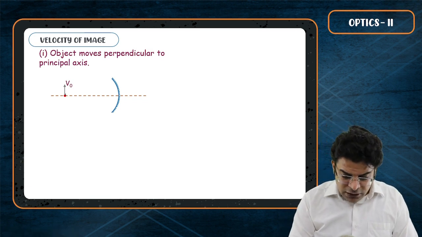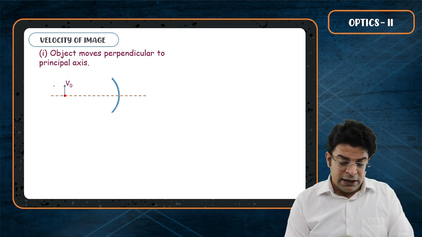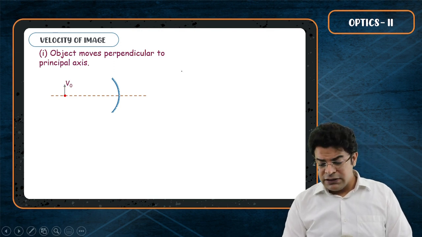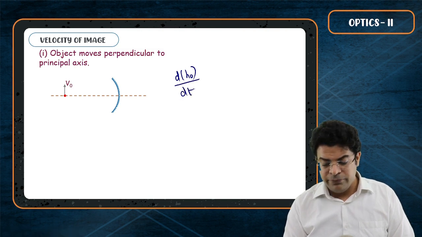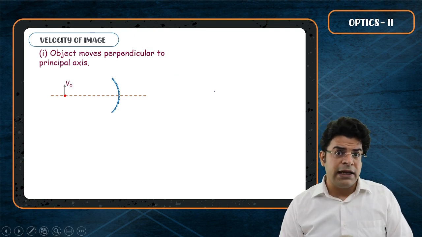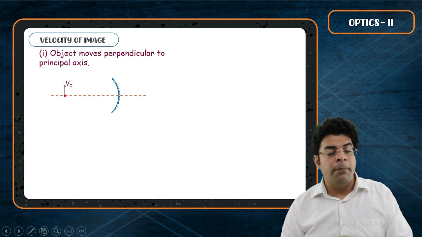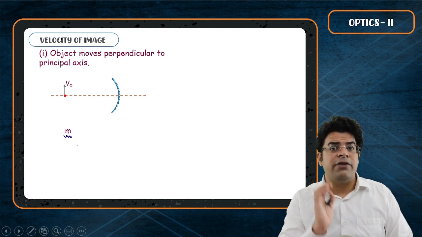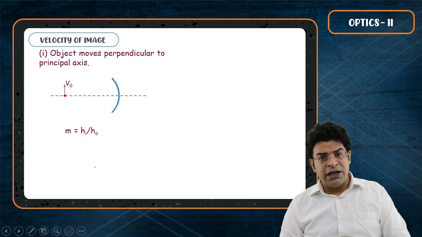Now if the object has got velocity perpendicular to the principal axis, then its height above the principal axis will keep on changing, and you will say that the rate of change of height of object with respect to time will be equal to velocity of object. Now we know that if the object moves perpendicular to the principal axis, the image will also move perpendicular to the principal axis. So as we have learned, the transverse magnification is given by height of image upon height of object.